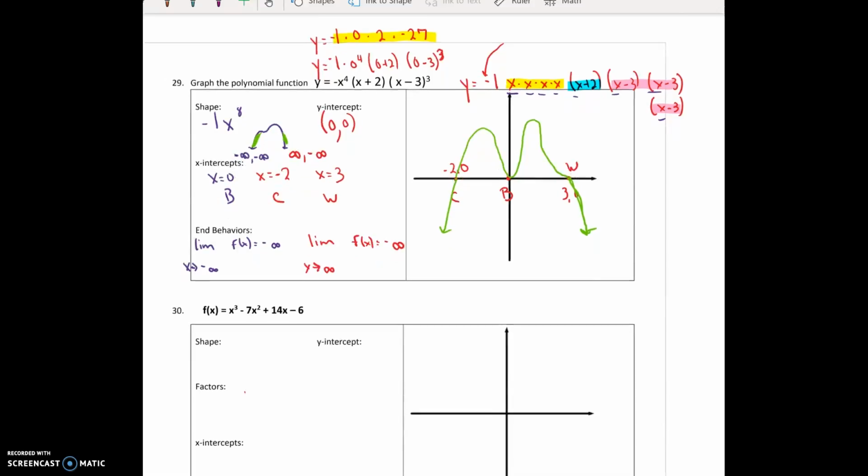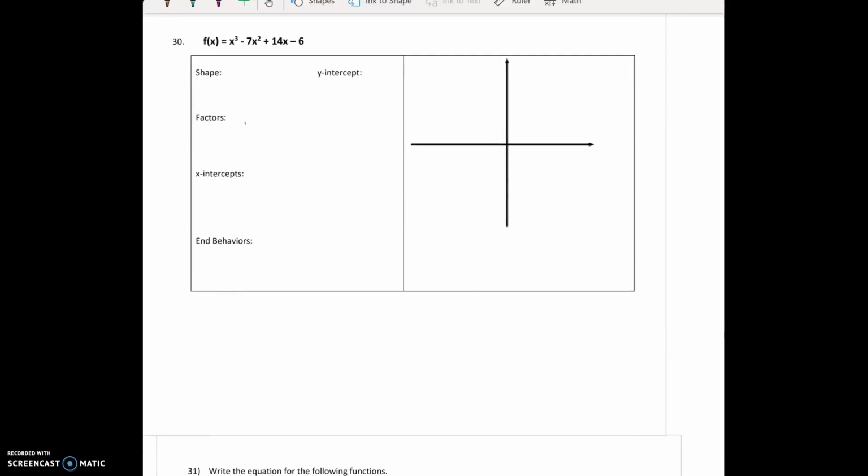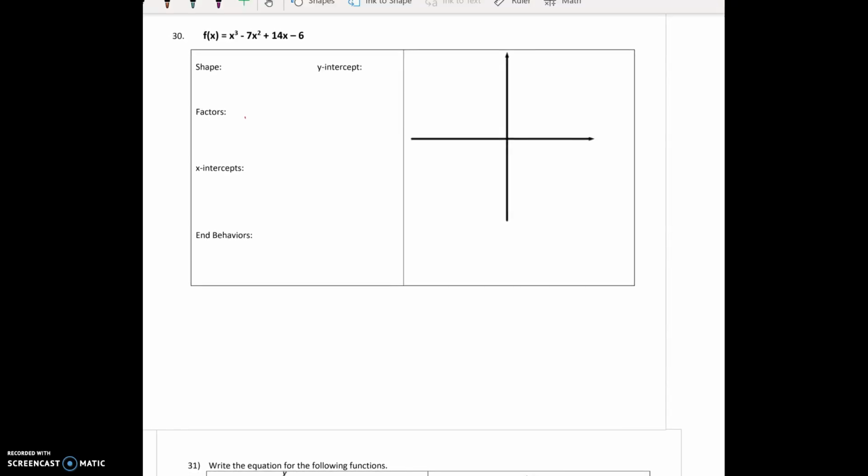All right, going into number 30. So on number 30, I'm going to be using a lot of the space down here. So again, let's start with the shape and the y-intercept. So my leading term is going to tell me that this is a shape that kind of looks like this. Okay, it's a line that's going uphill. And my y-intercept is when x is 0.